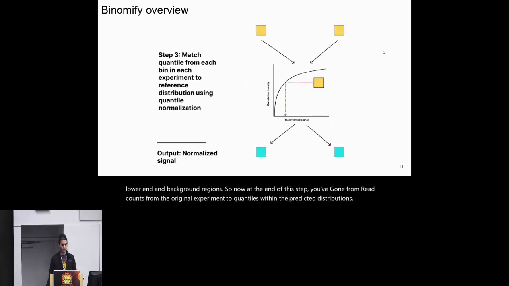And then in the final step, you take the quantiles within the predicted distributions and use them to apply quantile normalization to some reference distribution. This reference distribution can either be a theoretical distribution, such as an exponential distribution, or it can be an empirical distribution, where you just pick one of your samples' underlying signals as the reference. And at the end, you get these normalized signals that you can hopefully compare more directly, because they are now, by definition, drawn from the same distribution.